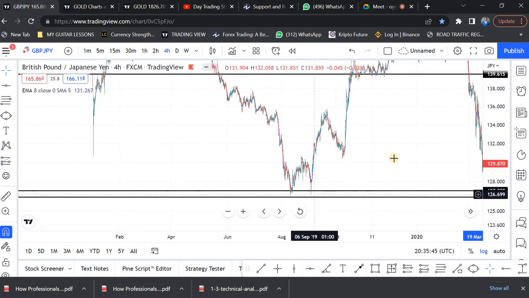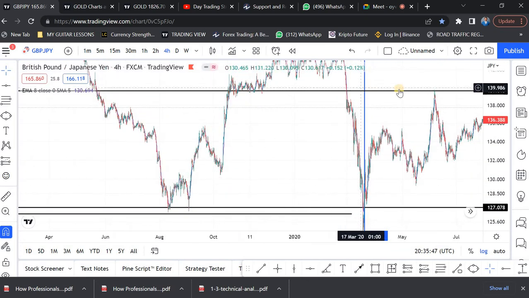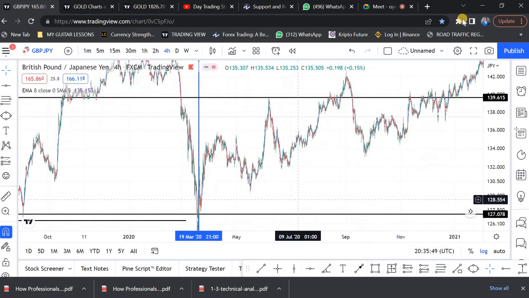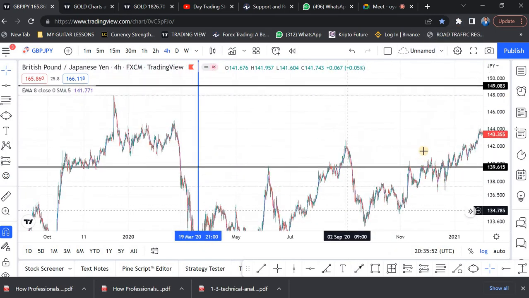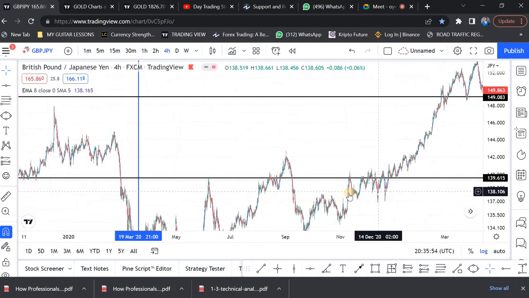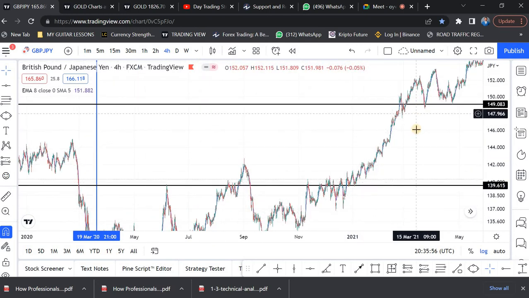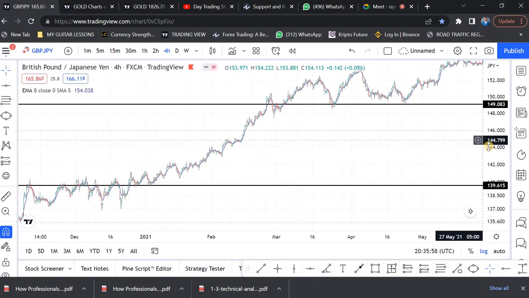So whenever price gets to the support, it will respect it and then it bounces back. And then when it breaks a resistance, the resistance now tends to act as a support. Okay, so kindly take note of that.